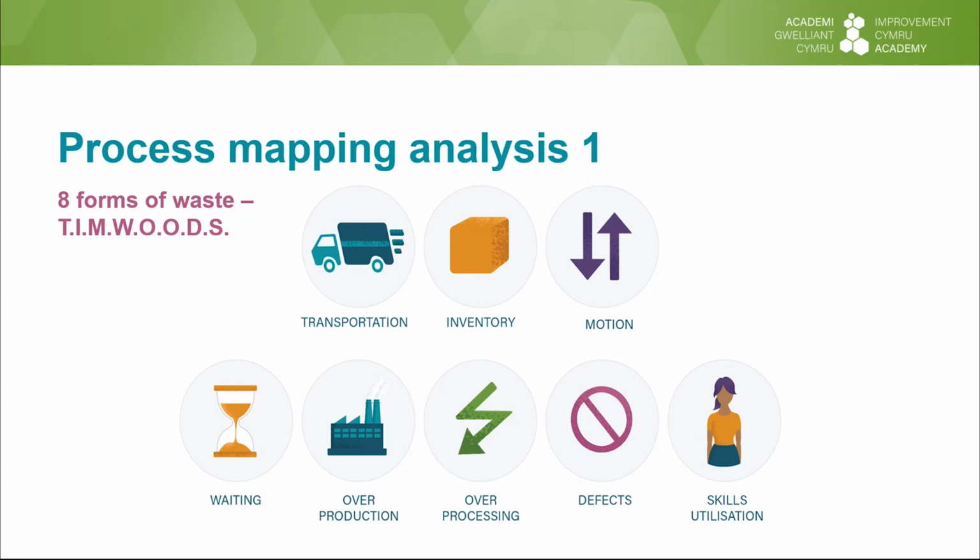Overproduction includes making more of something than is immediately required. Overprocessing looks at using tighter tolerances or higher grade materials than are necessary. Defects includes rework and incorrect documentation. And skills considers underutilising capabilities and delegating tasks with inadequate training.